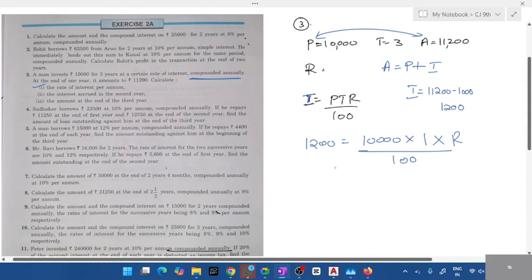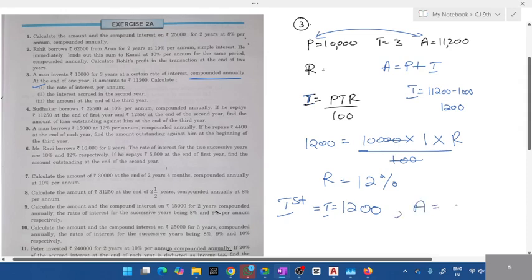See, that's why I told students it's a bit tricky question. We are finding for first year. For first year rate, two zeros will cancel. 12. R is equal to 12%. So what is first year interest given in the question? In the first year, what is interest already given? We found 1,200. Interest is 1,200.